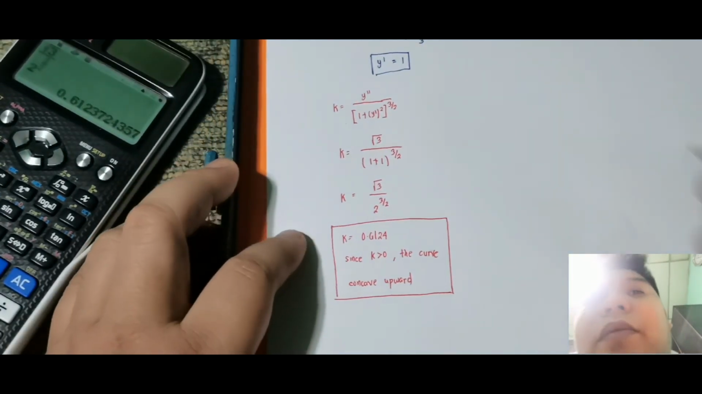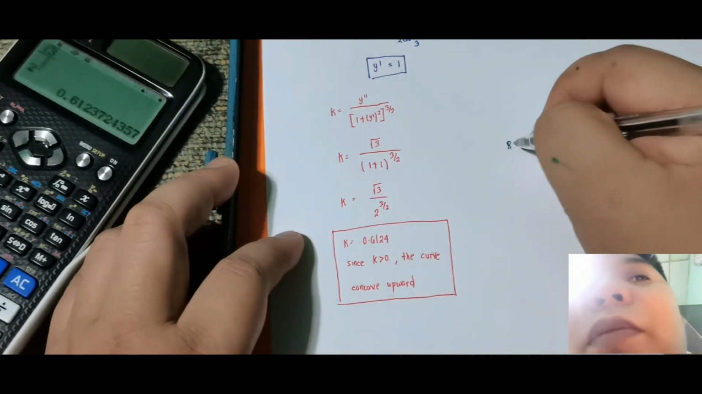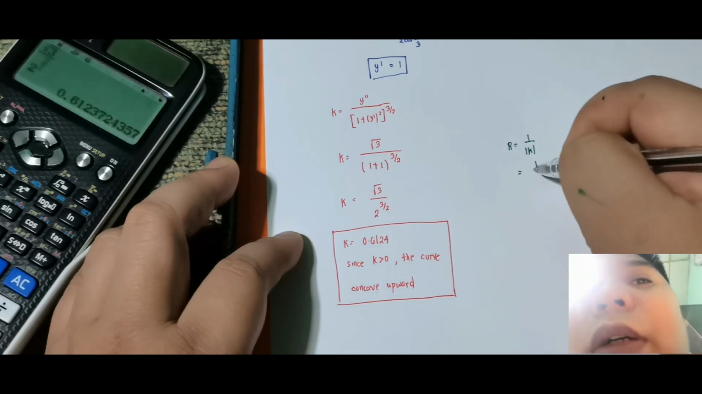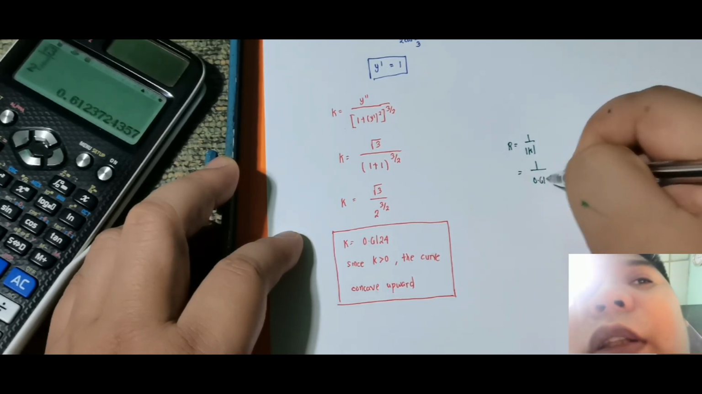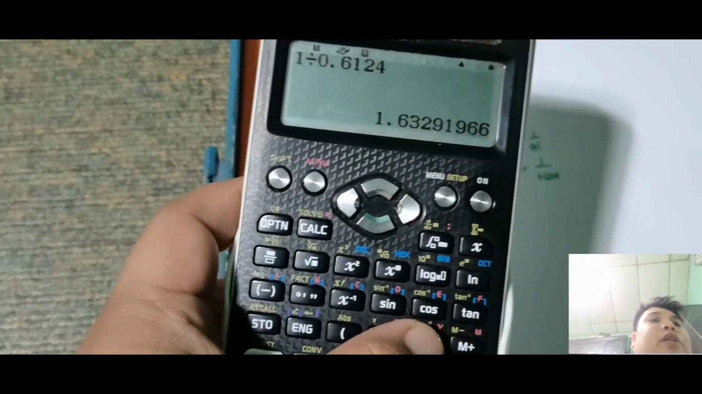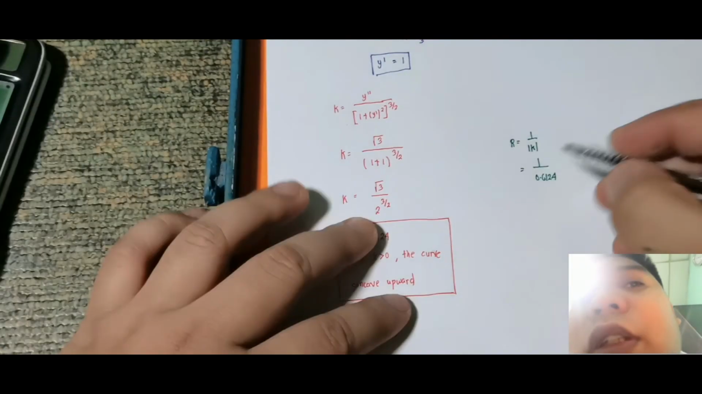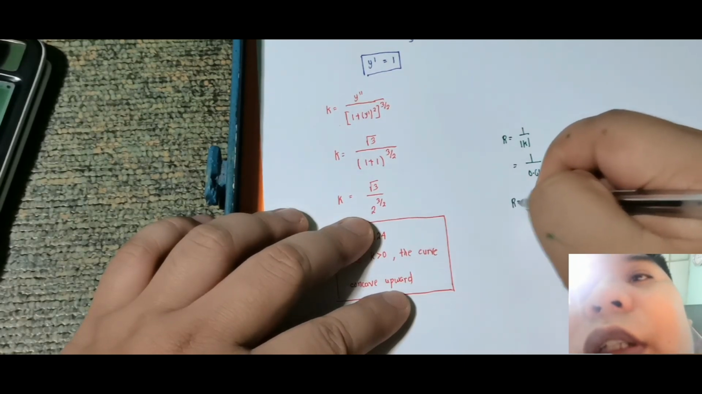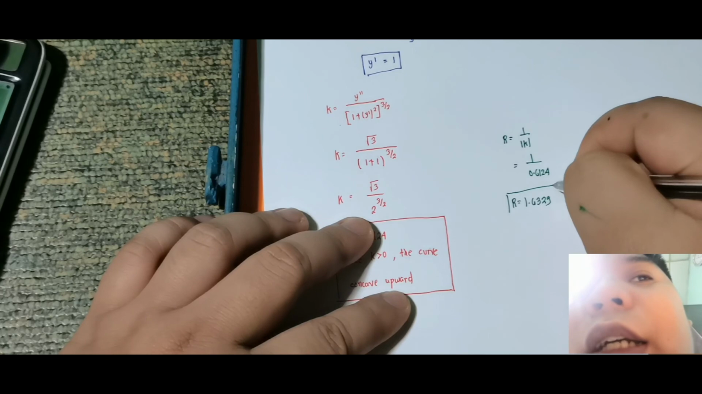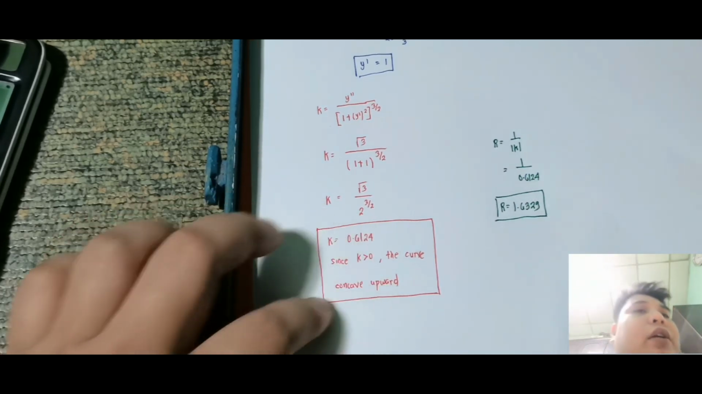Okay, then lastly, we have the radius of curvature is equal to 1 over the absolute value of k, or simply this is 1 over 0.6124. So this is 1 divided by 0.6124, so that is 1.6329. So the radius of curvature is equal to 1.6329. So 4 decimal places tayo para medyo maayos.